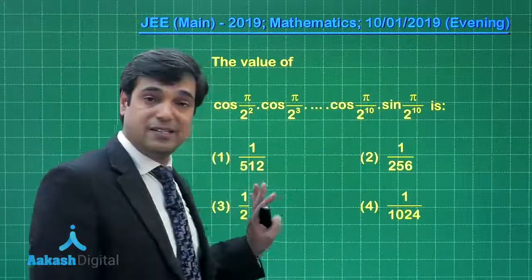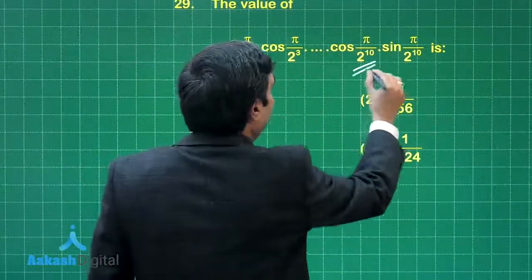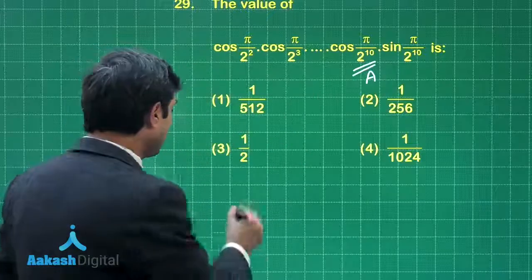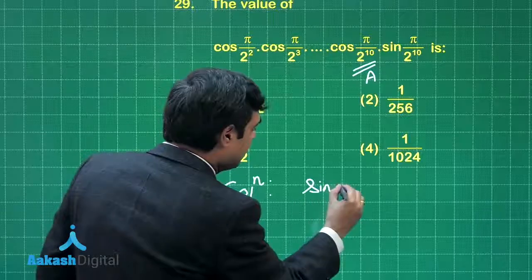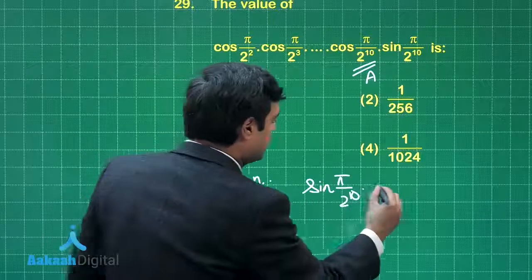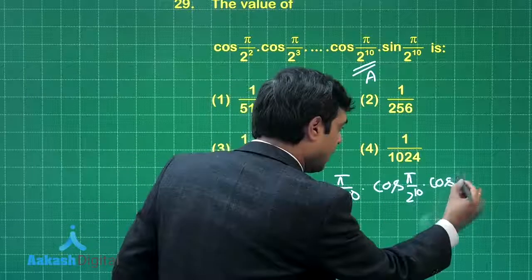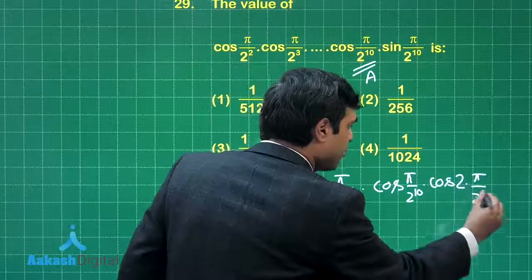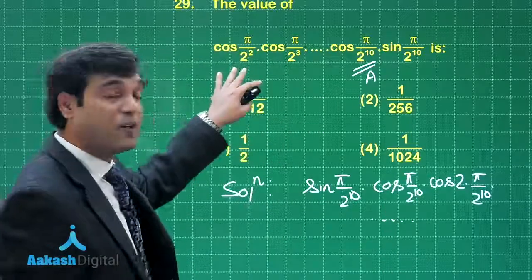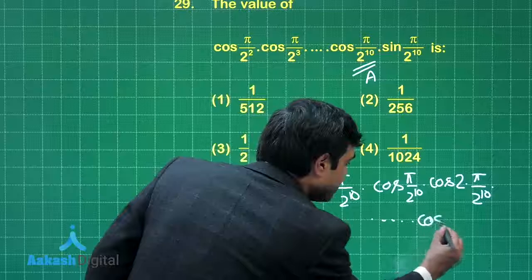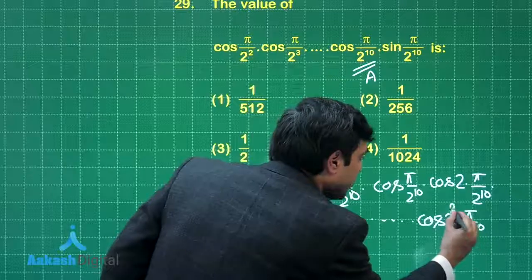The value of this series, a simple one from trigonometry. Let us say I consider this part as A. On taking as the reverse order, I have the term as sine pi by 2 to the power 10 into cos pi by 2 to the power 10 into cos 2 into pi by 2 to the power 10 into, and so on. Now, how many terms? The first term was cos pi by 2 square, it will become cos pi by 2 to the power 10. What I need to multiply? 2 to the power 8.